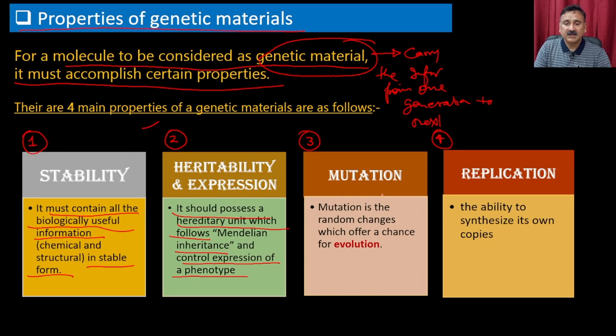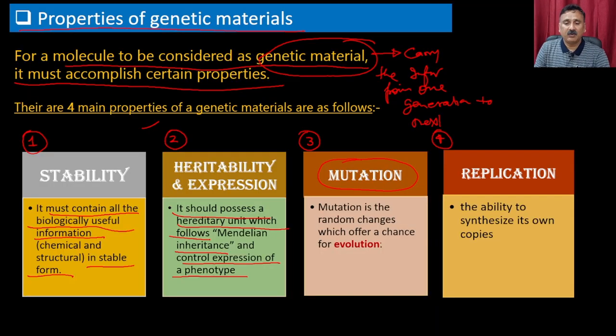Then the third property is about mutations, right? So genetic material is also going to acquire mutations. Some of the mutations could be good, some could be bad, and the accumulation of mutations is going to result in a change in the phenotype, and that will be responsible for evolution, right? So mutation is a random change which may occur, and that may be a chance for evolution.